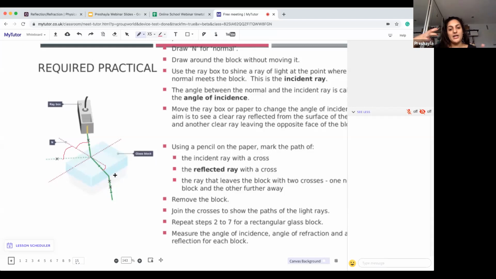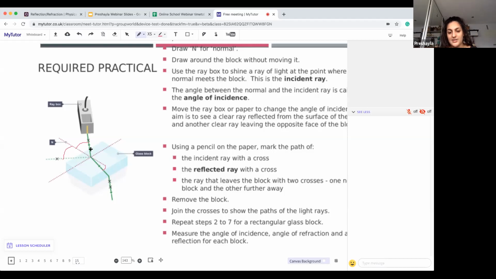And what you want to do is you're going to vary the angle of incidence by varying where the ray box is in relation to the glass block. And you're going to mark it on each time. So you're going to mark it with an X, mark it with an X, mark it with 2 X's here. And that's the angle of incidence, angle of reflection, and the angle of refraction. And then you're going to mark them with an X and remove the glass block, and you can join them all up when you move the block away.